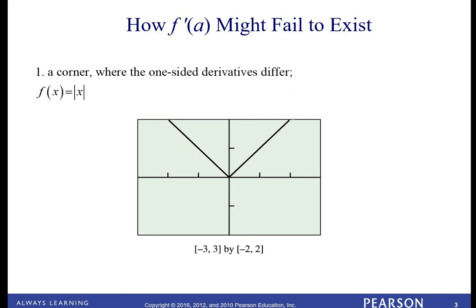First, a corner. We talked about absolute value and the fact that at 0 the derivative does not exist. In this case, the left side derivative, or limit of the average rate of change, is -1, and on the right hand side it's +1.